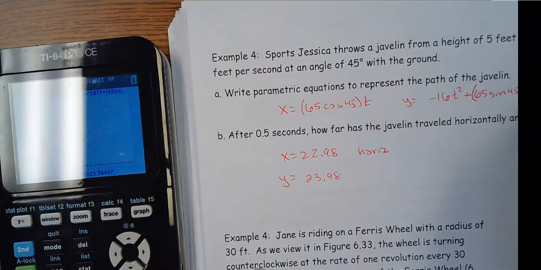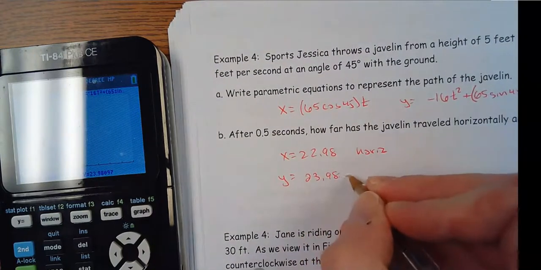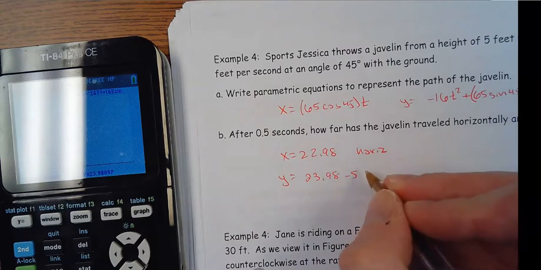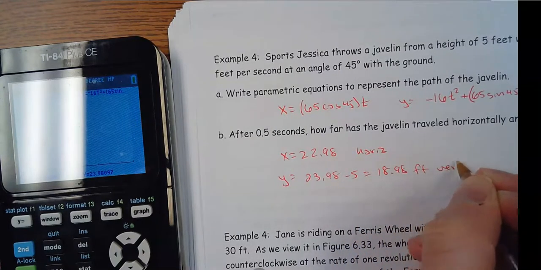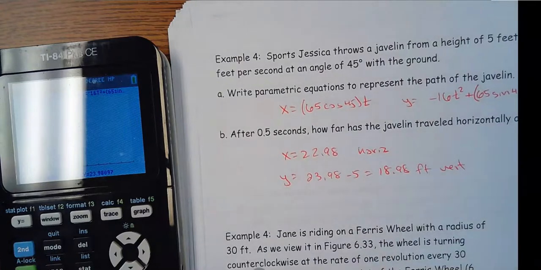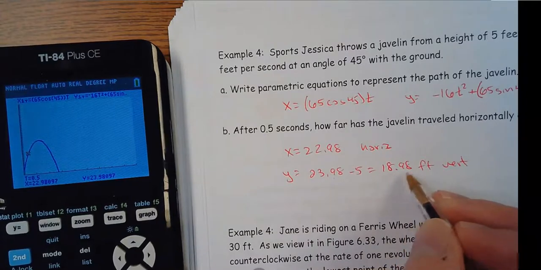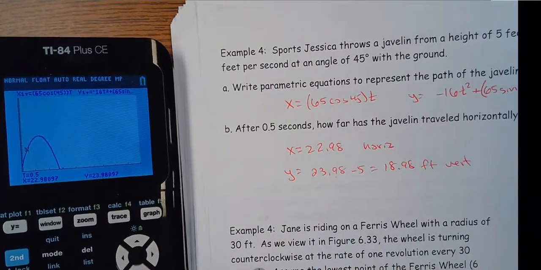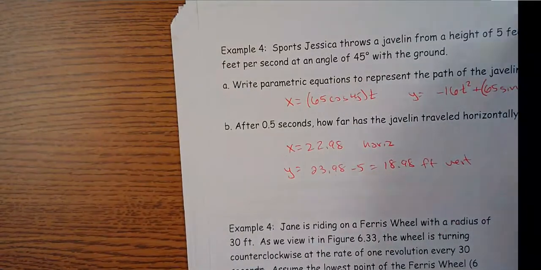23.98, but remember it started at 5 feet, so it really hasn't traveled almost 24 feet. If I subtract 5 from that, it actually has traveled 18.98 feet vertically from release. So it is this far off the ground, but it's traveled that far up. Okay, so that's how you answer that one. So that I can use the graph to answer my questions quickly.